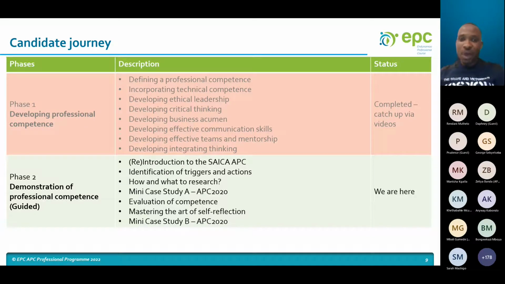Okay. So in phase one, when we started, we had a full session. And in that full session, we were defining what a competent professional is. We were unpicking professional competence. To say a competent professional, it's someone that possesses highest level of professional and technical competence. So this person is someone that knows accounting, audit, assurance, tax, ethics, governance, strategy, risk management, all those. That person has a strong view around those things.